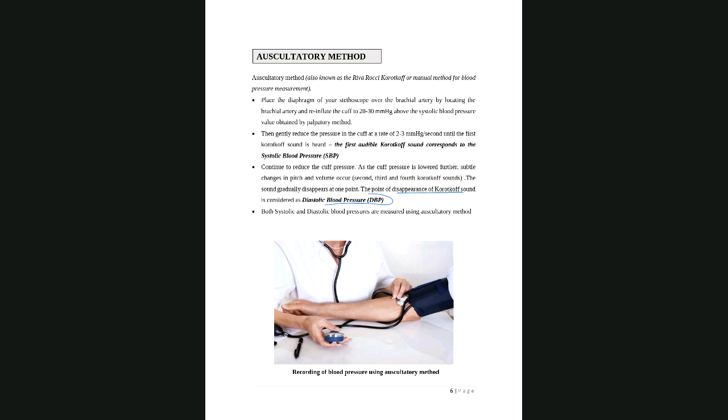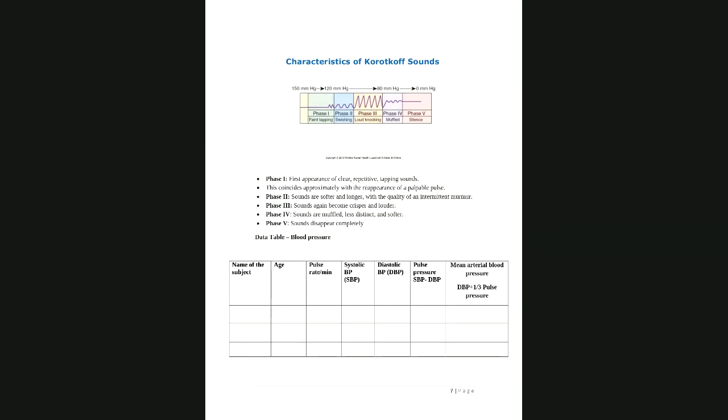This is a very important procedure, and here the characteristics of the Korotkov sound are shown. You can have 4 different sounds here. The first is a clear tapping sound, then a louder sound, then the sound becomes crisper and louder, then it will be muffled, right? Muffled means it comes towards the end. Initially the sound starts like this, and towards the end the quality of the sound changes. That is called muffling.